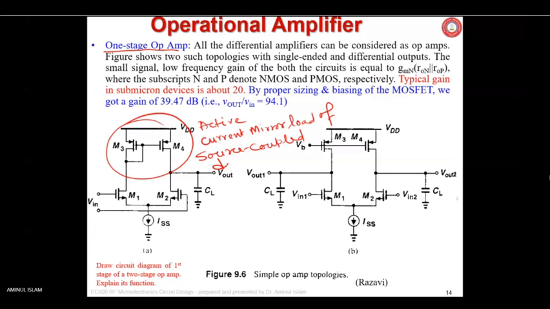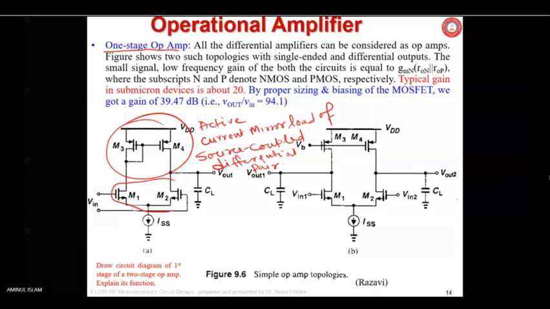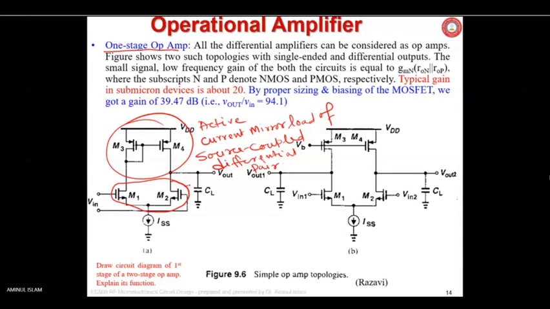Which is the differential pair? Source coupled? Tell, Aman. Aman, are you there? Yes, sir. Source coupled differential pair. Which MOSFETs are the differential pair? Sorry, this is M1 and M2. M1 and M2 are the differential pair. Okay. This is the differential pair, and its load, the active load, is the current mirror. This one is the active load.